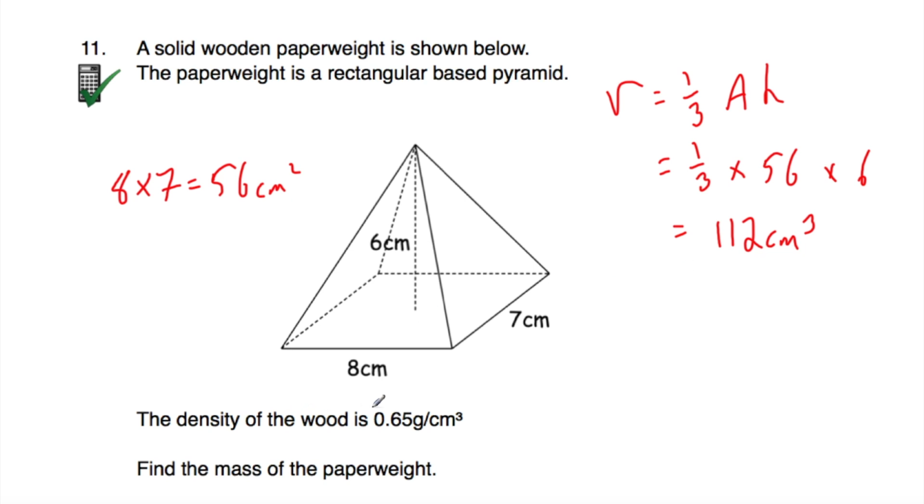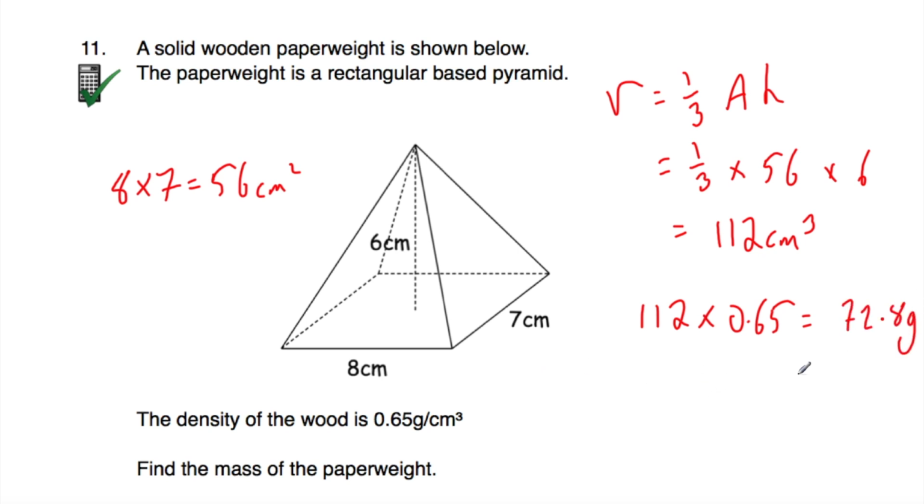Because the density of the wood is 0.65 grams per centimeter cubed, and this is a solid wooden paperweight, each centimeter cubed has a mass of 0.65 grams. So if we do 112 multiplied by 0.65, that'll tell us the mass of this paperweight. 112 multiplied by 0.65 is equal to 72.8 grams.